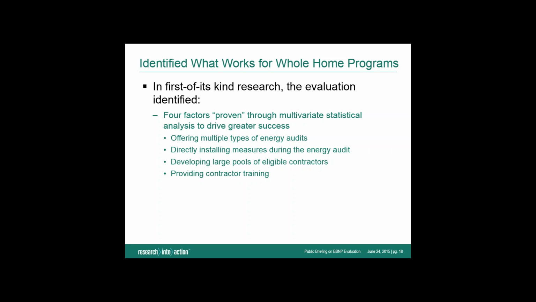So the 4 factors that were most evident that came through the multivariate analysis were those grantees that were offering multiple types of energy audits, not a single type of audit, but multiple types that met different needs of their constituency, tended to have more success. Those that were doing some direct installation of measures during the audit also tended to have more success. Those that really worked to develop large pools of eligible contractors within their communities had more success. And those that provided contractor training, not just building science, but sales training, how to operate the program, things like that, were much more successful than those that did not offer this additional training.